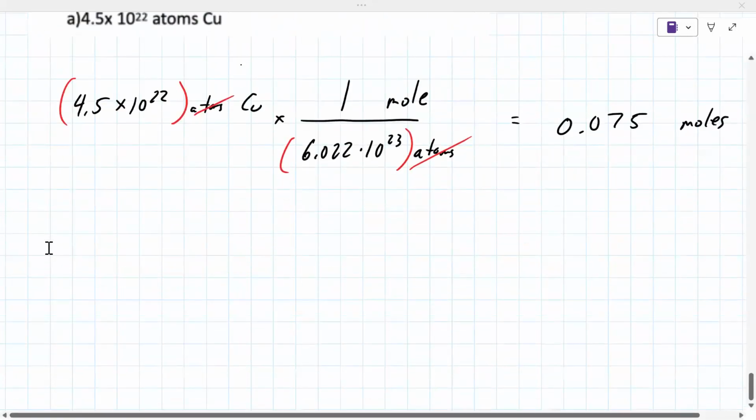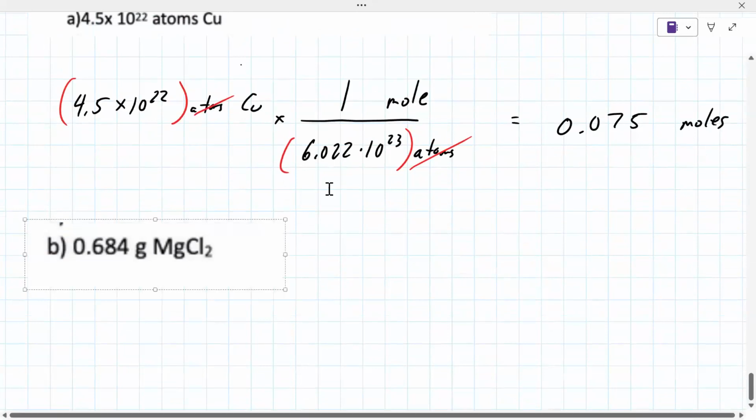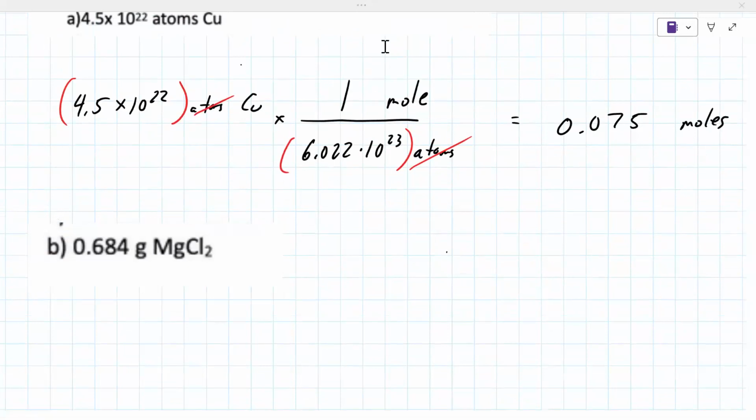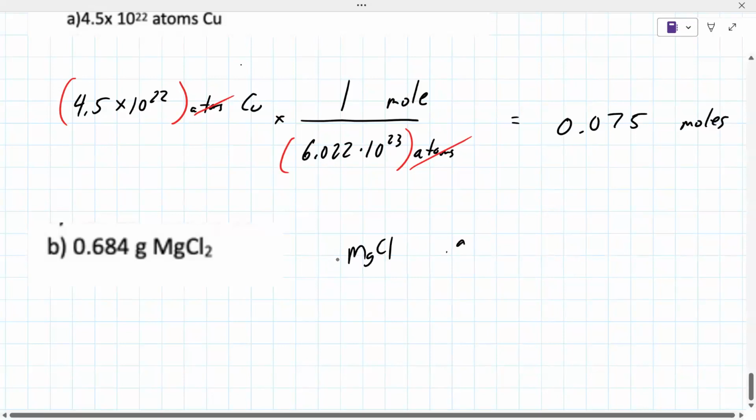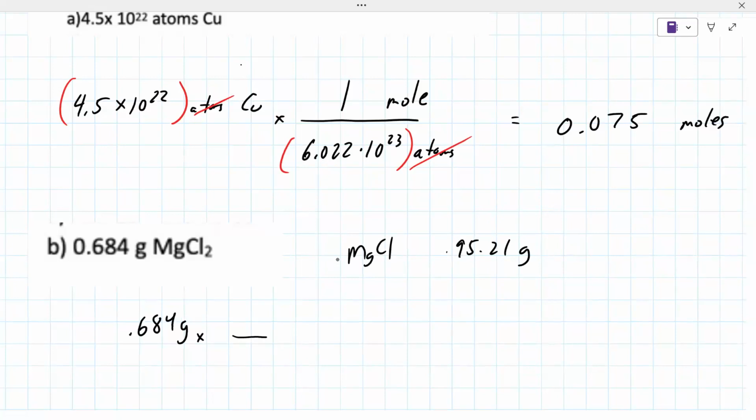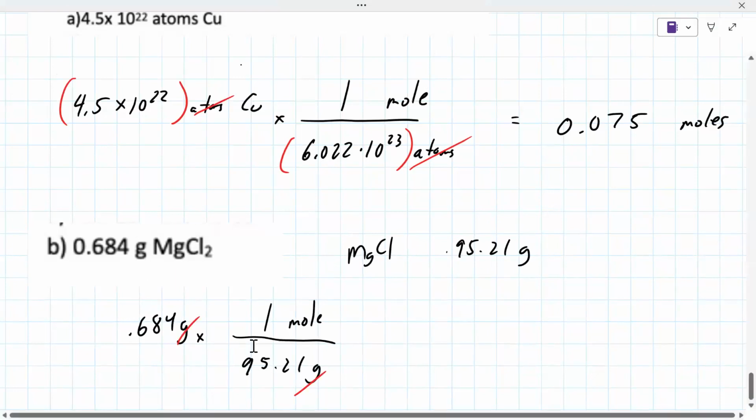Let's really quickly do this last one because we're going to run out of time here. Okay. So 0.684 grams of MgCl2. You do the same thing that we did for molar mass, which I'll do for you really quickly because I've got a calculator that does it. Your MgCl2 ends up being 95.21 grams. So you start out with the given quantity, and there are 95.21 grams in 1 mole. And you can see that the grams cancel with the grams. And so these divide 0.684 divided by 95.21.